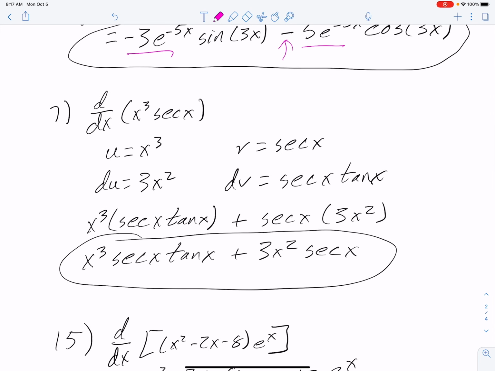Number 7, again, I haven't mentioned in the last few examples. I see 2 variables. I don't see any kind of addition or subtraction between them. There's a good chance it's a product or quotient rule. From there, I've picked my u value as x cubed, found its derivative. My v value is secant of x, its derivative. And then I've got my derivative, u times dv plus v times du. And really, outside of moving the 3x squared to the front of secant, there's not much more work to do in this one.